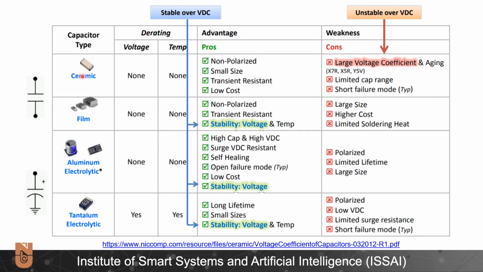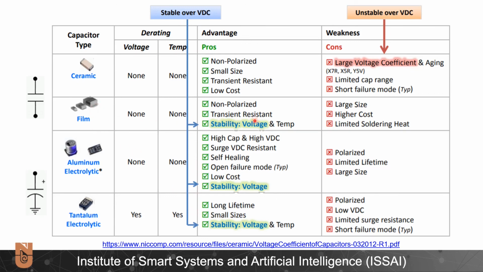Ceramic capacitors are the most common ones. If you open your smartphone, you will find hundreds of them. They are very small and have a very low cost, but unfortunately they don't have very good voltage stability. In other words, when the voltage value changes, their capacitance value changes significantly. On the other hand, film, aluminum electrolytic, and tantalum electrolytic capacitors are stable over different voltage ranges.